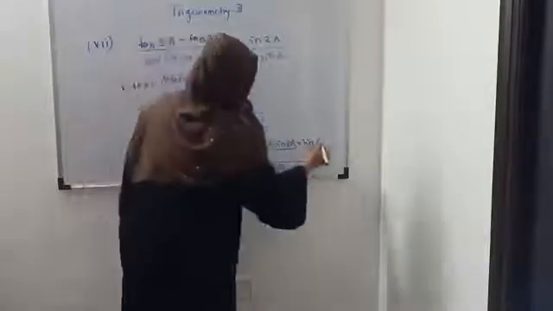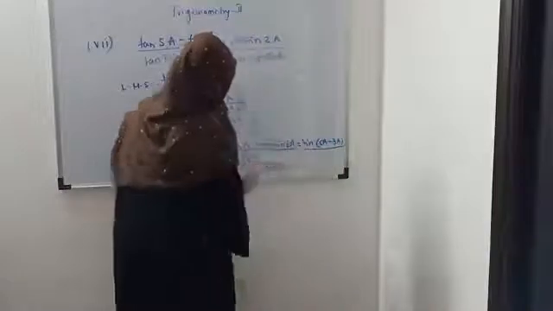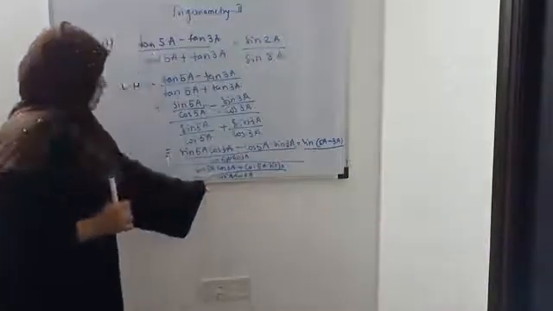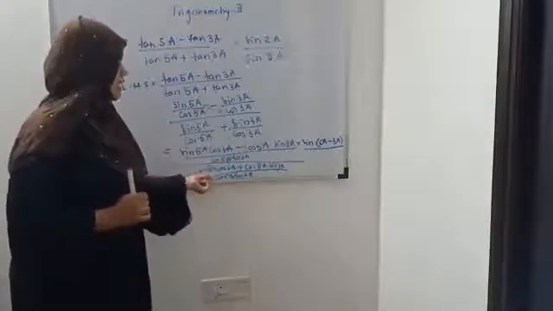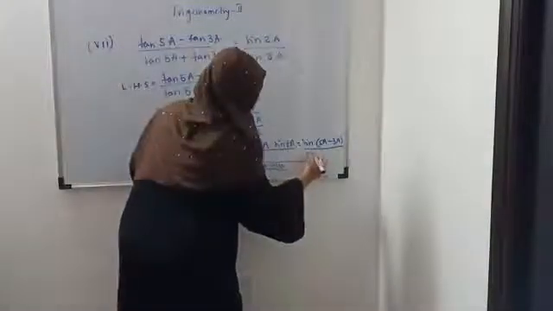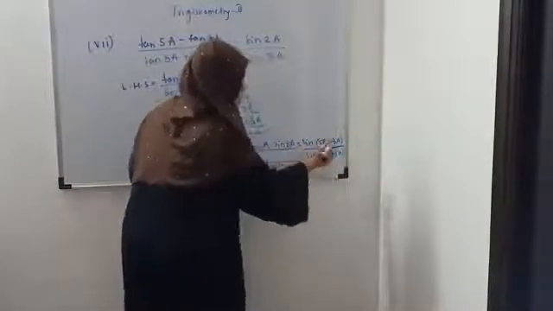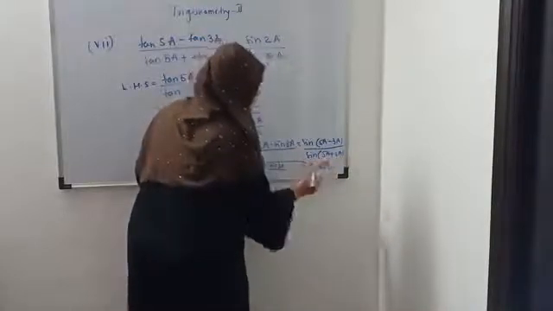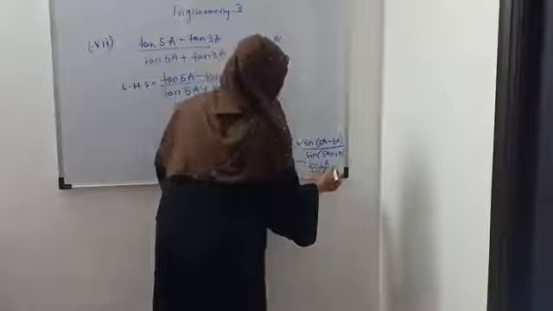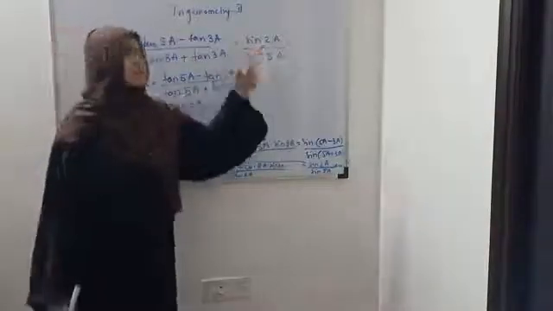Here A is 5a and B is 3a, so this is sin(5a - 3a). And in the denominator, sin 5a cos 3a plus cos 5a sin 3a is the formula for sin(A + B), so sin(5a + 3a). Now sin(5a - 3a) means sin 2a divided by sin(5a + 3a), which means sin 8a, which is your RHS. So this is sin 2a upon sin 8a.